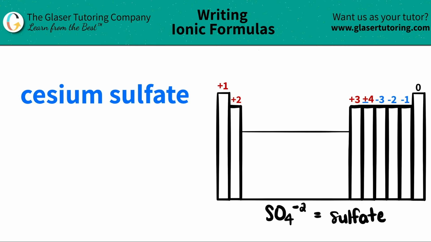Today, we are going to be writing the formula for the ionic compound cesium sulfate. So let's work from left to right. The first thing I have is cesium. I'm going to scan the periodic table to see where cesium is.